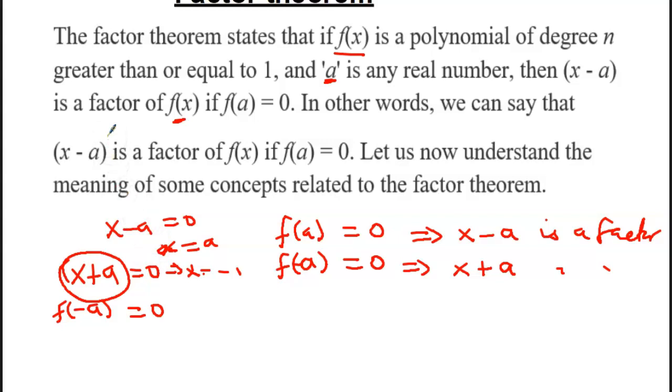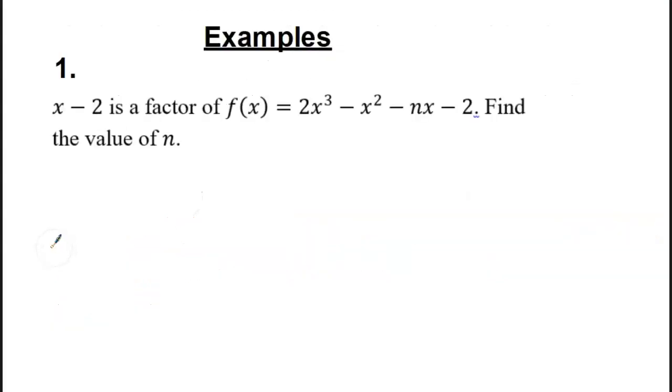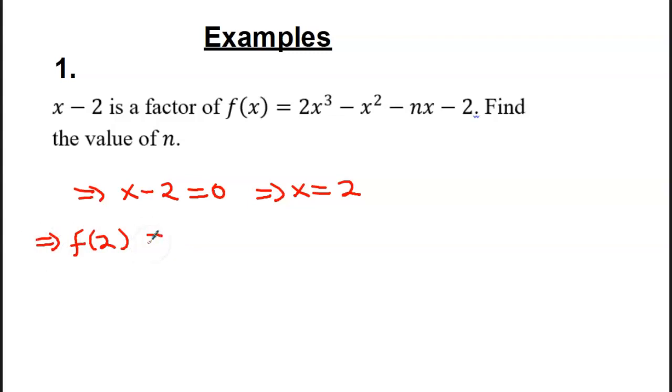Let's look at how we are going to apply this concept. Example 1. x minus 2 is a factor of the polynomial f of x is equal to 2x cubed minus x squared minus nx minus 2. We have to find the value of n. According to the factor theorem, if x minus 2 is a factor, when we equate the divisor to 0, we find x is equal to 2. It implies that f of 2, when you put 2 in the polynomial, you should get 0.